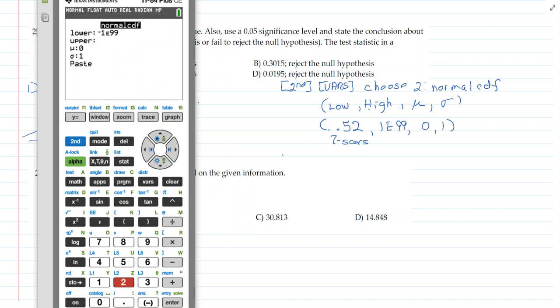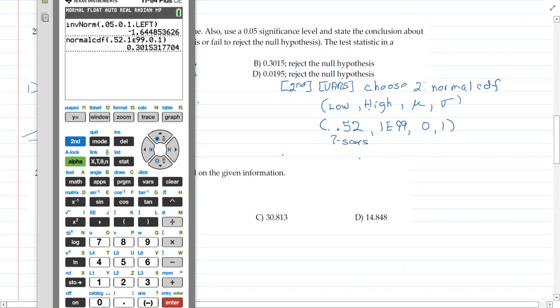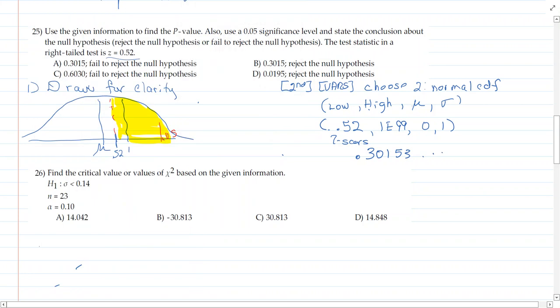Here we go. Number 2, 0.52, because we want right-tailed. Second, E99, 0, 1, and enter. And we get the decimal 0.3015, blah, blah, blah. And the one we have is 15, so we did 4 decimal places. So it's between this one and this one. So which one? Okay, so now we're going to compare it.